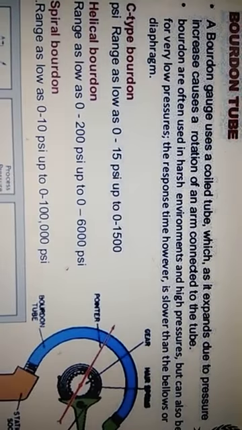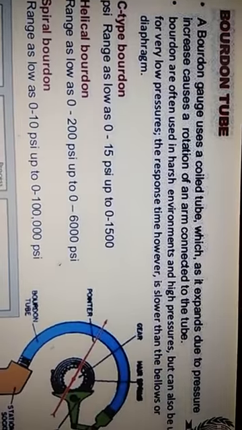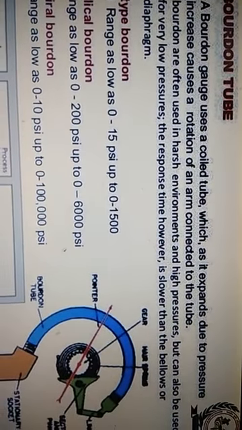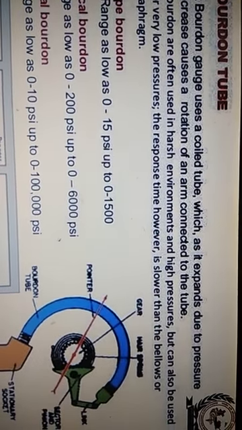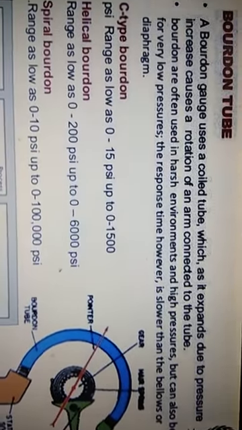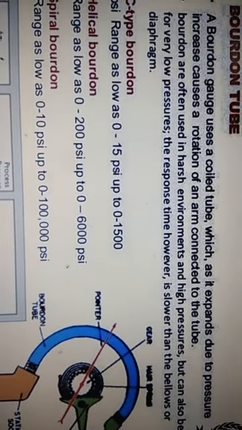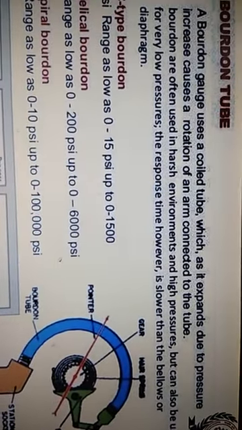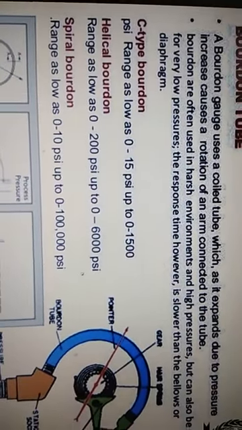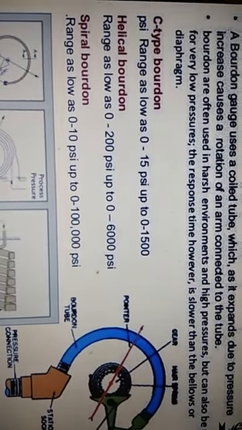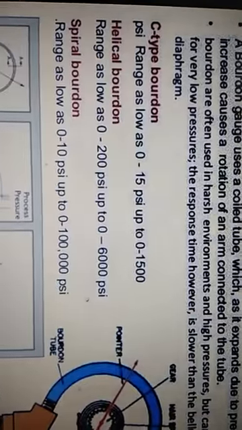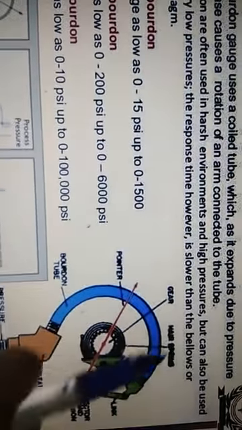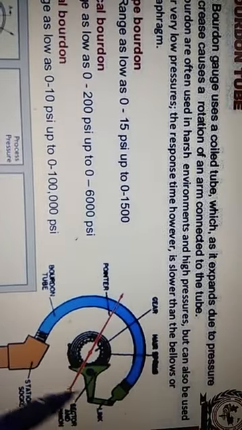Bourdon tubes are often used in harsh environments and high pressure, but can also be used for very low pressure. The response time, however, is slower than the bellows and diaphragm. This is the C-type Bourdon tube, which is shown here, and this is the movement.